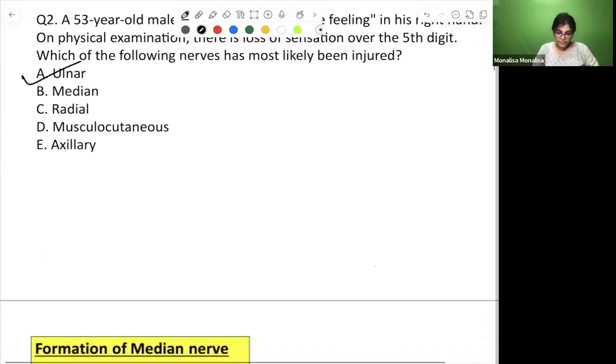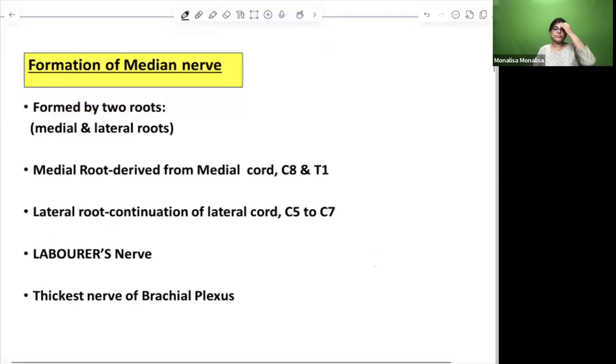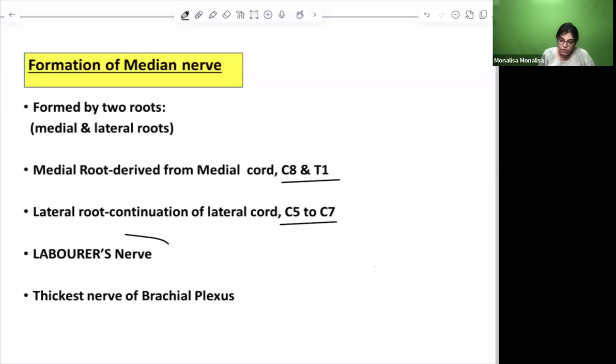Now, the next nerve is the median nerve. Before solving the next MCQs, let's quickly review it. The median nerve is the thickest nerve of the brachial plexus, and it is formed by two roots. Its medial root is C8 and T1, and its lateral root is C5 to C7. It is also called the labor nerve.